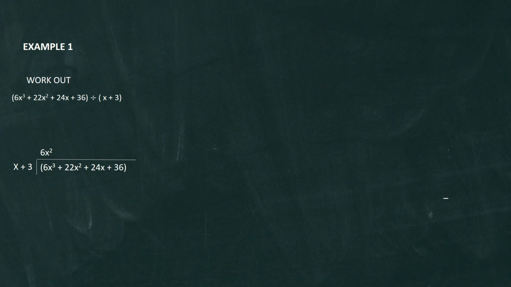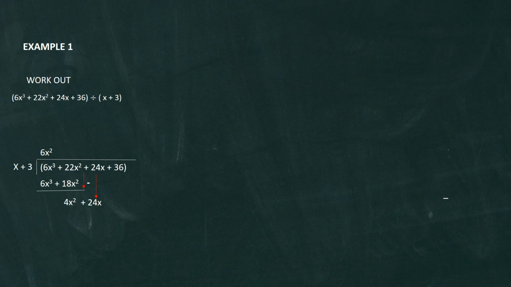To find it, we multiply 6x squared by x plus 3, which is outside the division sign. That gives us 6x power 3 plus 18x squared. To find the remainder, we have to subtract downwards. And so we have 6x power 3, take away 6x power 3 gives us 0. We don't have to write 0, but we have 22x squared minus 18x squared giving us 4x squared. We then bring down the 24x so that we have a new term to be divided, 4x squared plus 24x.